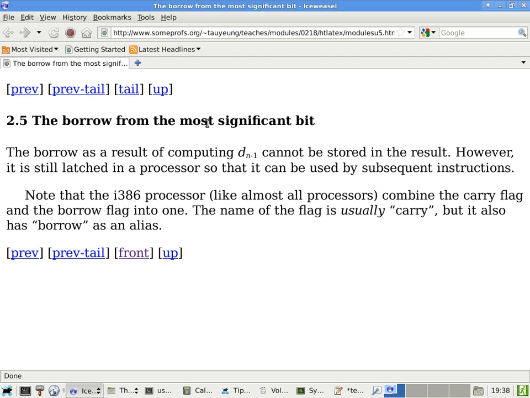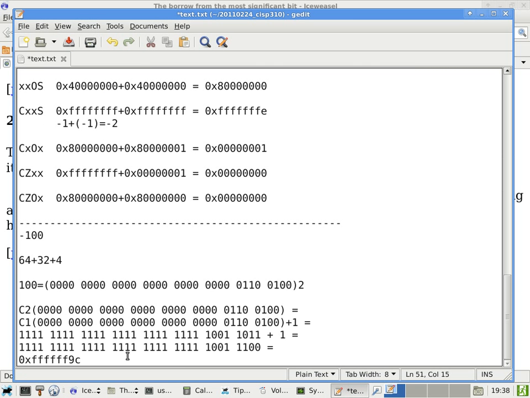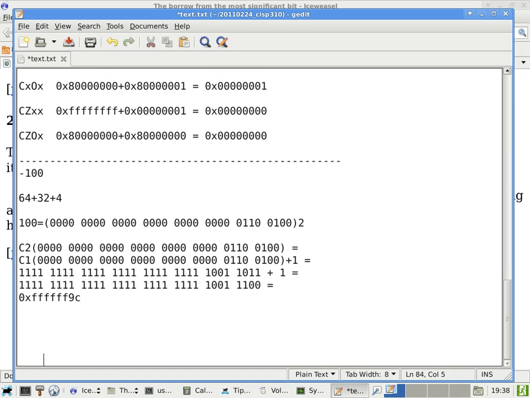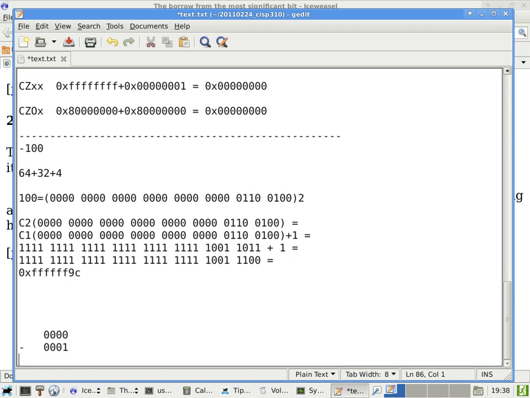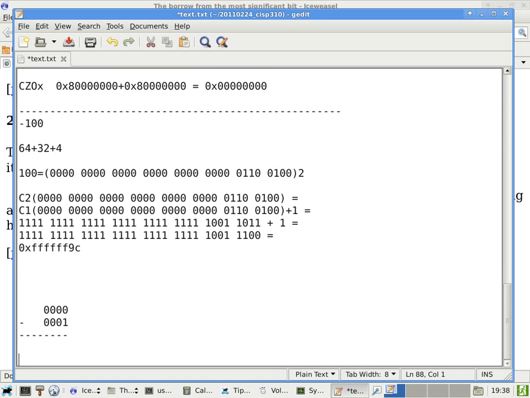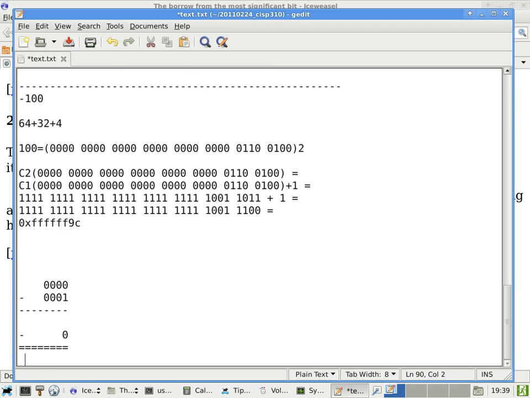The borrow from the most significant bit. Okay, let me just give you one example to show you what I mean by that. The example is going to be in the text file, so this way we don't lose it. The easiest example I can give you is something like this. What is 0000 minus 0001 in binary? Well, you already know the result is -1, but we cannot represent -1. There's no way for the sign to be independent. So let's see how we can actually carry out this subtraction here. This is the subtraction for the borrow flag, and this is the final answer here.